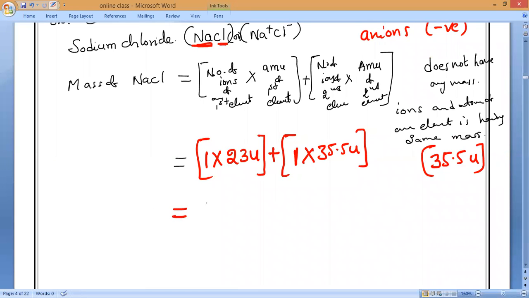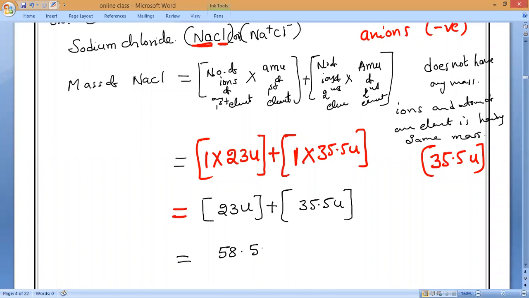So now if we do this, 23 into 1, how much? 23 U. Plus 35.5 into 1, 35.5 U. If we add both, how much will it come? 58.5 U. So this is what we call the formula unit mass.